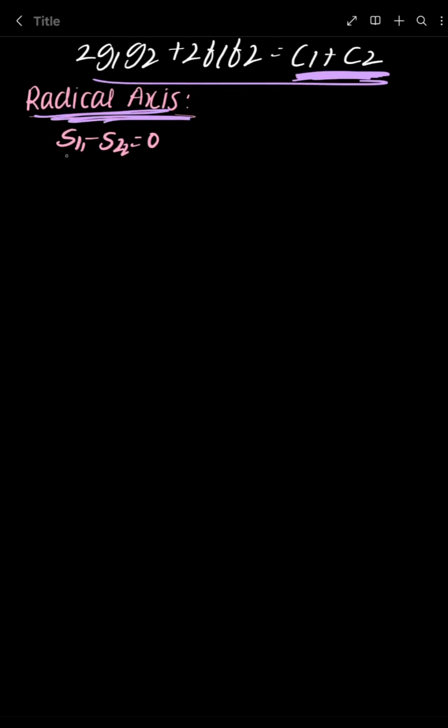Now the radical axis formula is S11 minus S22 equals 0. I personally skipped family of circles because I did not see any PYQs in 24 or 25. But yeah, if you want to do it, you can go ahead.